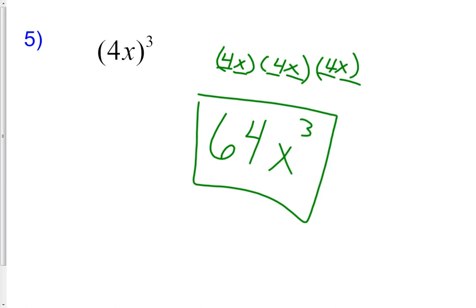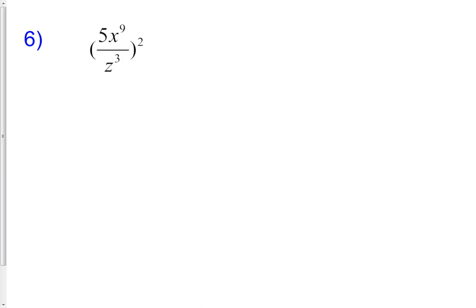Another way of looking at this is you'd have to cube 4, and 4 cubed is 64, and you have to cube x. Well, x raised to the first, raised to the third, a power raised to a power, you'd multiply those, and that's why 1 times 3, you get x to the third. So 64x to the third is the correct answer for question number 5.